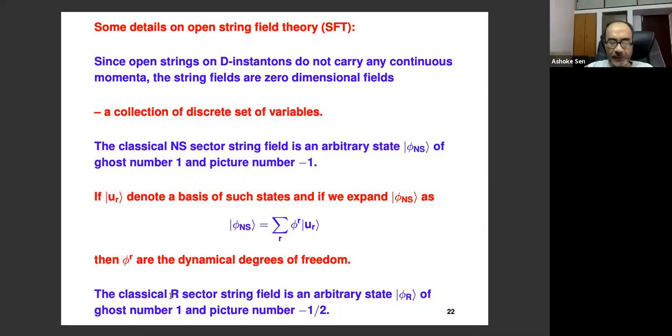A similar structure also exists in the Ramond sector. The classical Ramond sector string field is an arbitrary state phi_R of ghost number 1 and picture number -1/2. Again, we expand it in a complete set of basis states, and the coefficients of expansion are the dynamical fields. The only other thing you have to remember is that Ramond sector string fields are Grassmann odd, whereas the Neveu-Schwarz sector string fields are Grassmann even.